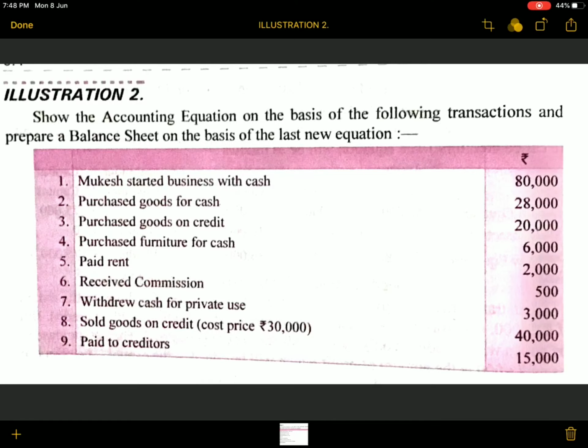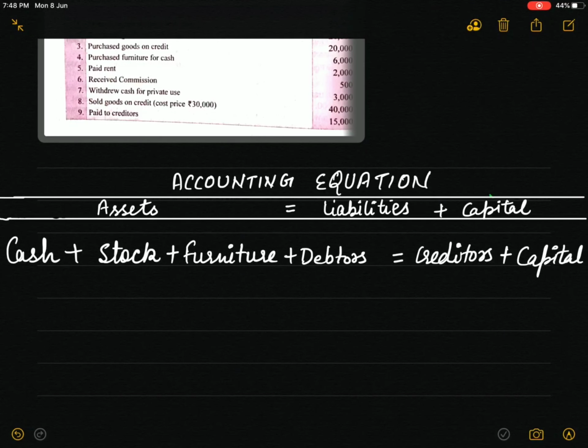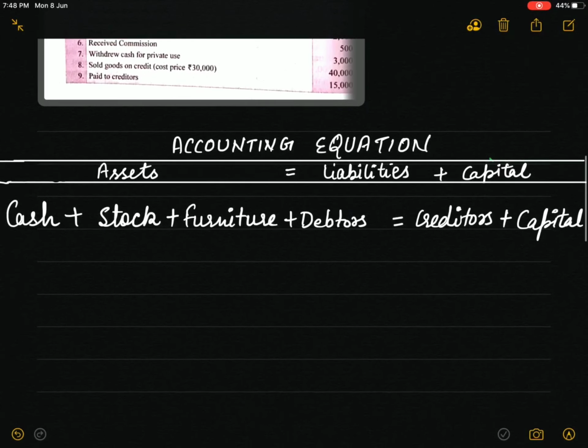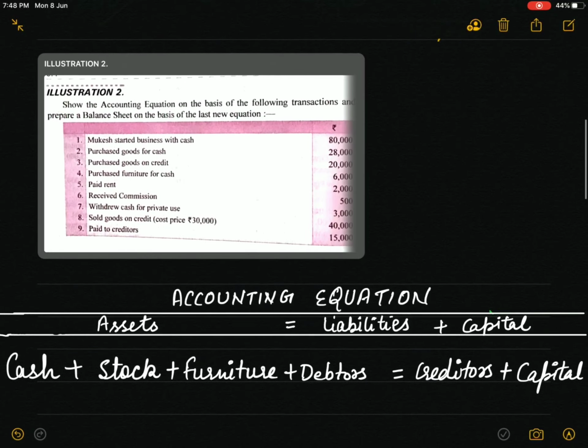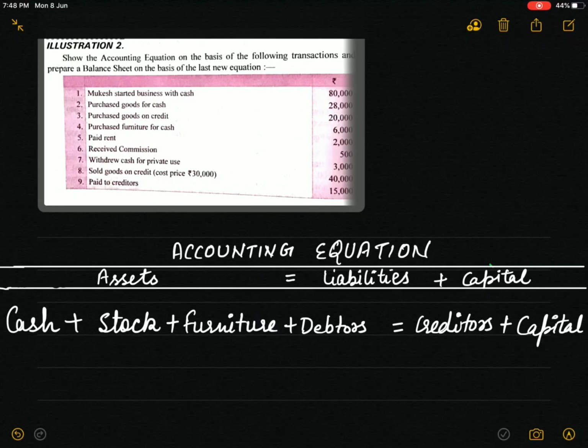On the basis of these transactions, first you have to write the asset terms, those terms which come under the assets. First of all, you have to write the accounting equation: asset is equal to liabilities plus capital. After that, on the basis of these transactions, you write the terms which come under the assets and the terms which come under the liabilities plus capital side. I write cash, stock, furniture, debtor under the asset side and creditors plus capital under the liabilities plus capital side.